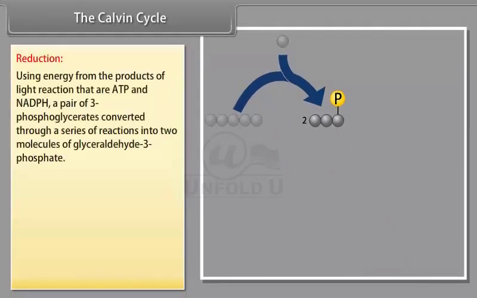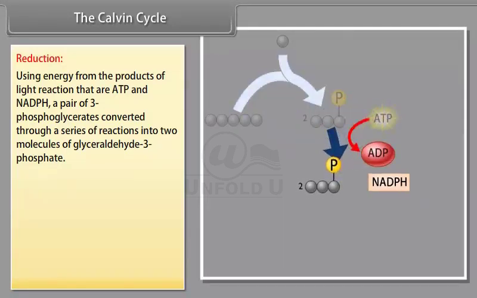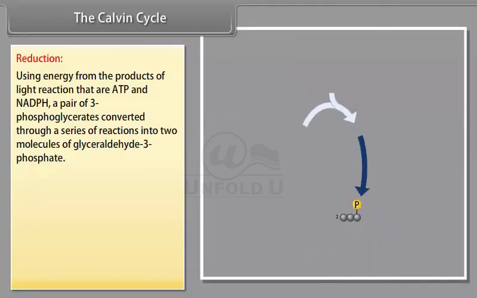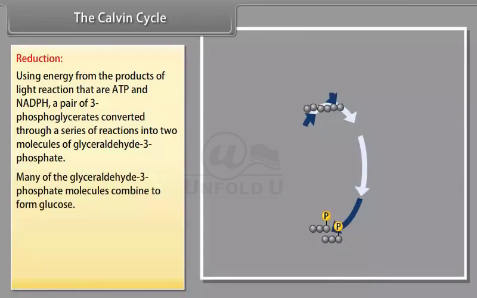Reduction. Using energy from the products of the light reaction, that are ATP and NADPH, a pair of 3-phosphoglycerates is converted through a series of reactions into 2 molecules of glyceraldehyde 3-phosphate. Many of the glyceraldehyde 3-phosphate molecules combine to form glucose.